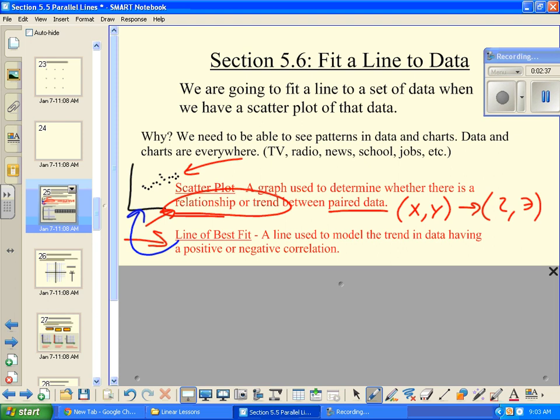And also, usually it tries to divide the data about in half, so it might look something like this. Okay, my blue line there. There's a line of best fit. It kind of cuts the data in half, but more importantly, it shows that if our trend continues, here's where the data is going, out that direction. But again, we'll show some more of these as we get into the next few pages.